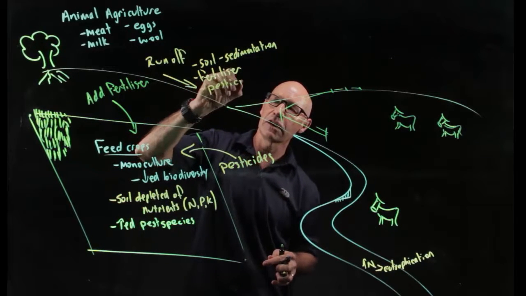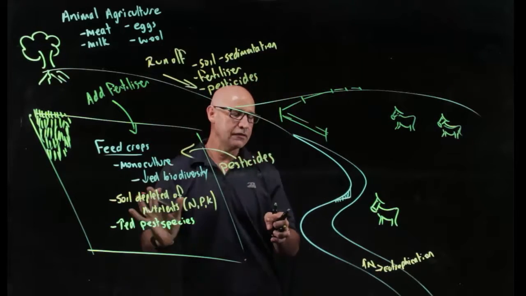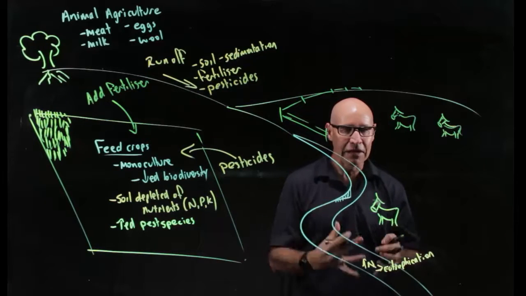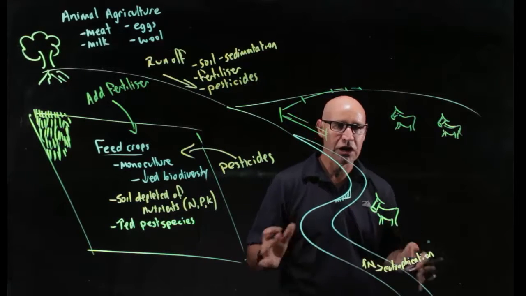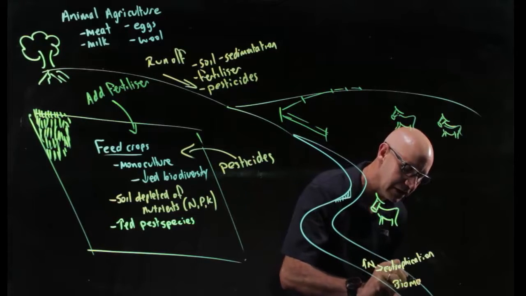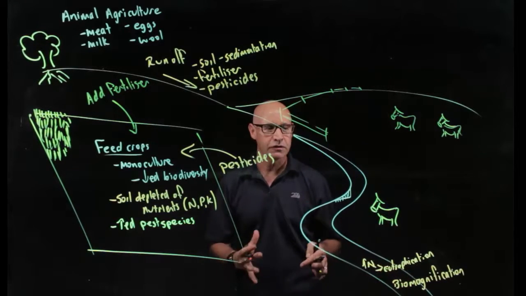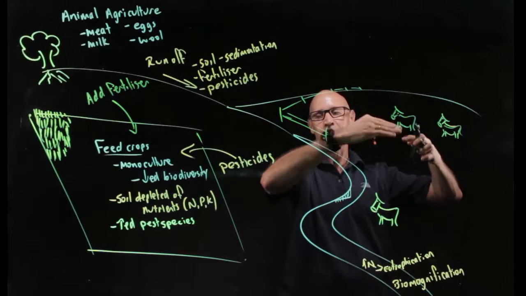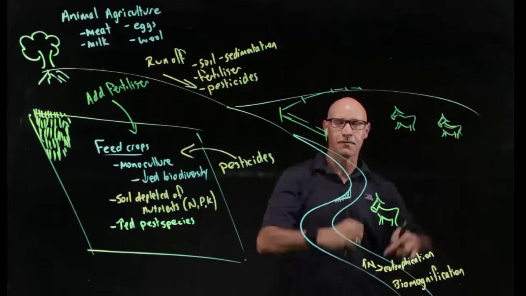So pesticides also run down the waterways and contaminate the waterways, and then enter the food chains in those ecosystems, and we can have biomagnification, where some of these toxins are persistent and they accumulate as we step up the food chain.